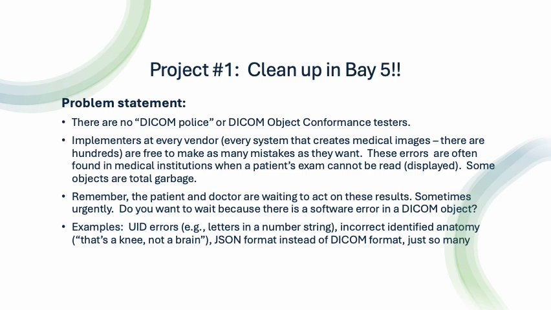Examples include UID errors. A UID is a unique identifier. Every DICOM image has a UID, and so you know that image is different from any other image in the world. You can only use numbers. So it'll be like 1.2.840.113.619 something else, and it's this really long string. You cannot use letters in there, and yet you're going to see letters in there, in which case the PACS, the receiving system, is going to say, sorry, I don't know what that is, and ditch the image. That's a real problem.